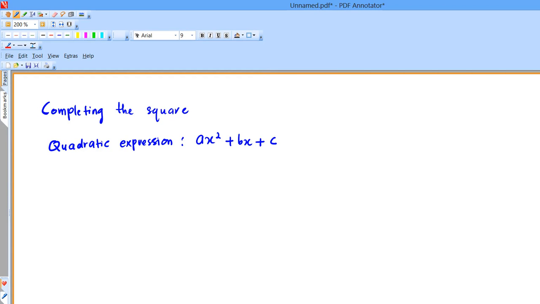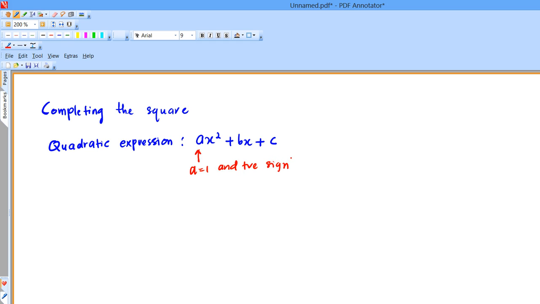Hi student, this video is about how to complete the square for a quadratic expression. For example, we have a quadratic expression in the form ax² + bx + c. The first condition to complete the square is that the leading coefficient, a, must equal 1 and have a positive sign.